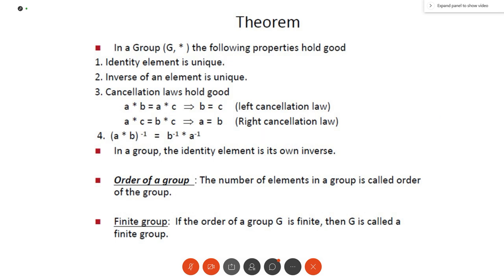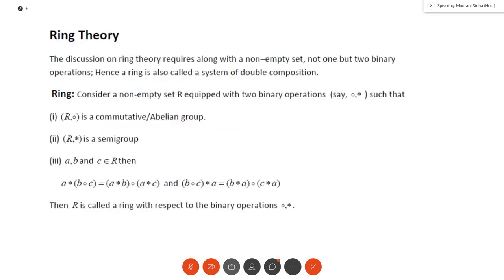Okay, finite group. If the order of a group is finite, then G is called a finite group. So just very basic definitions and theorems actually. The proof we are not doing immediately. So what was intended today was again something very simple, very easy. That is, what is a ring, what is a field, and some examples of it.